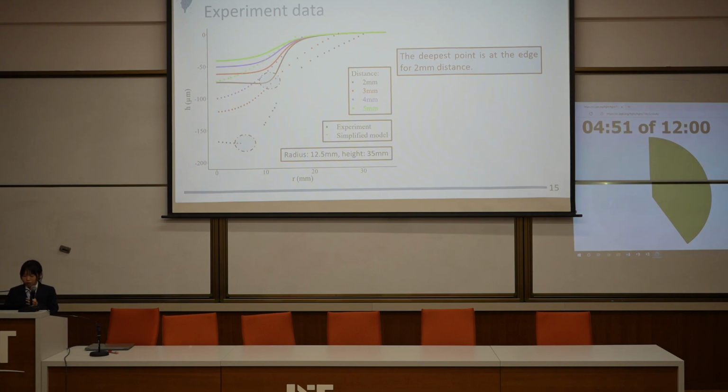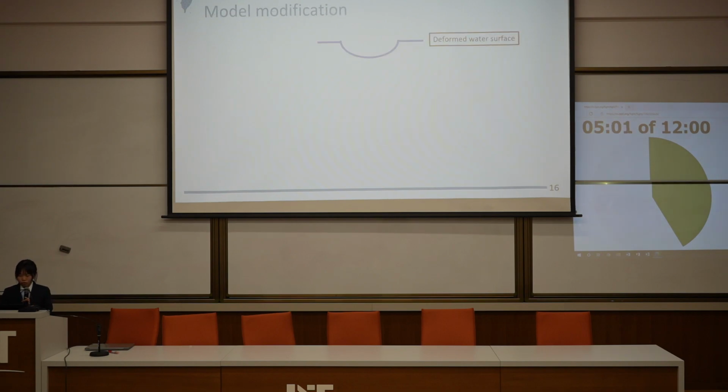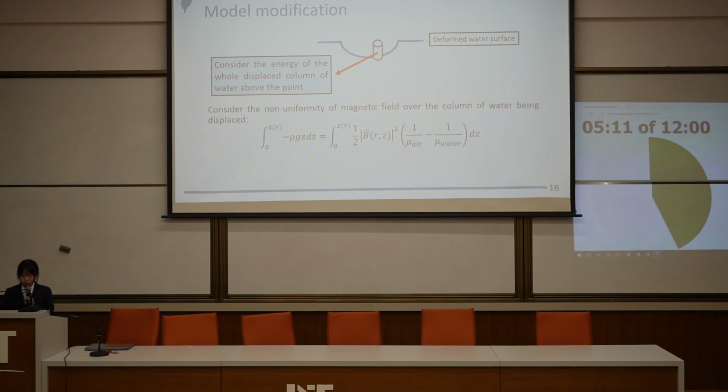So both experiment and theory show this result, which means our model can pretty much predict the shape of the dents, but it cannot predict the magnitude, so we're going to modify that. Instead of looking at the point at the deformed surface, we look at the whole column that is replaced. We also consider the non-uniformity of the magnetic field to solve and then get this equation, so we can solve Z(r) and find it by simulation of the magnetic field.